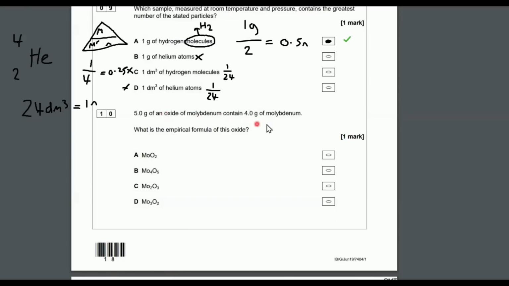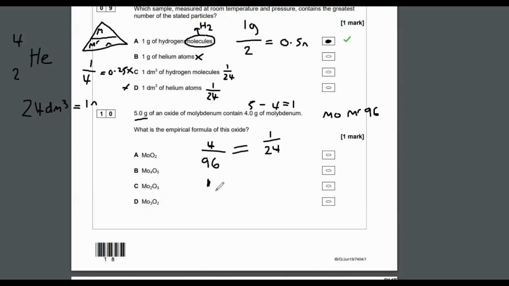Okay, moving on to the next question, 10. We've got 5 grams of an oxide of molybdenum, and they contain 4 grams of molybdenum. So essentially, we've got a metal oxide of 5 grams, and they're asking us, what's the empirical formula? Well, we know 4 grams is molybdenum. If we look in the periodic table, the Ar of molybdenum is 96. So we want to do 4 over 96, and you can simplify that to 1/24th, or I think that's like 0.041 moles.